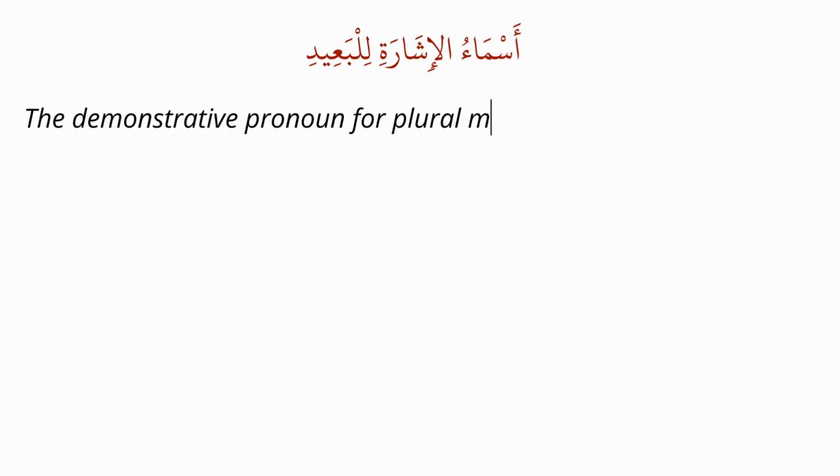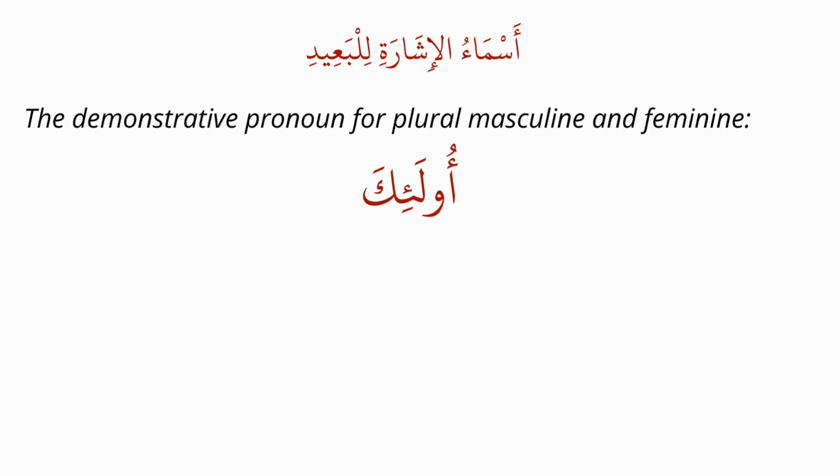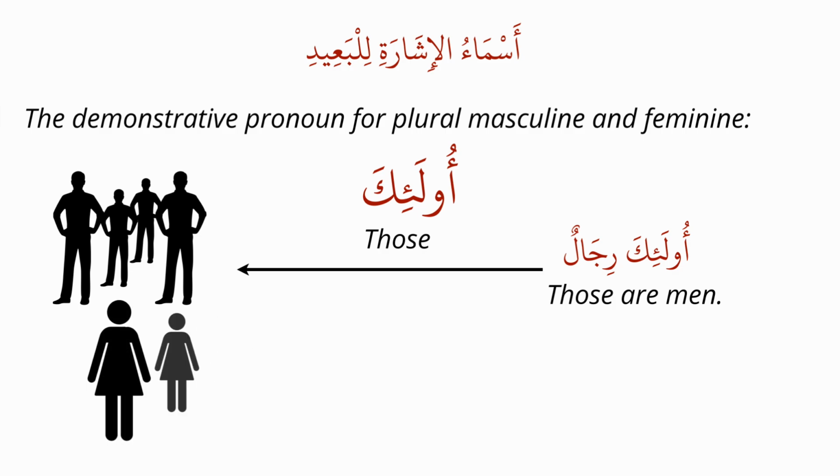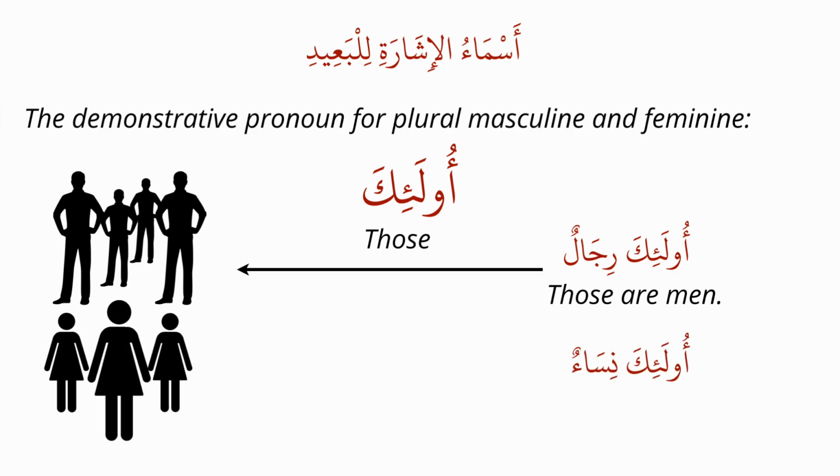And finally, we have the demonstrative pronoun for both plural masculine and feminine, which is أولئك, meaning those. For example, أولئك رجال. Those are men. أولئك نساء. Those are women.